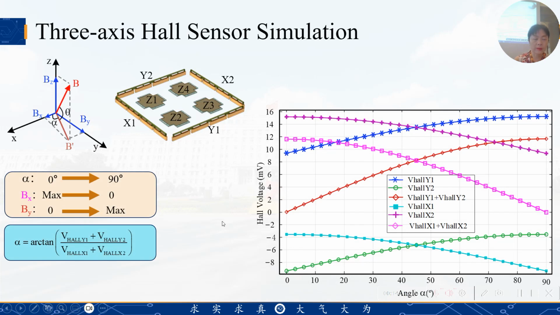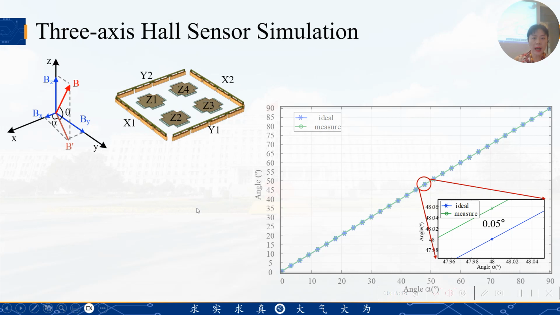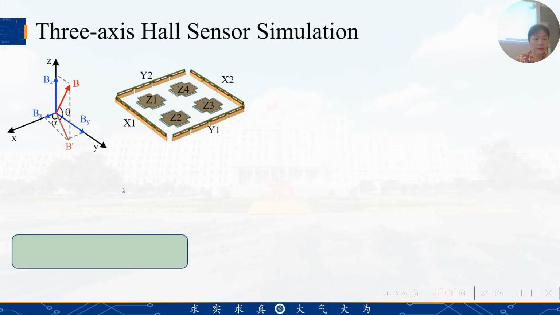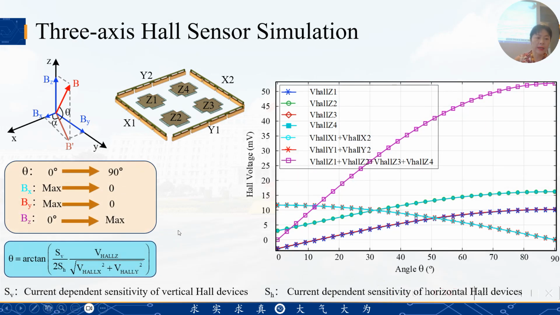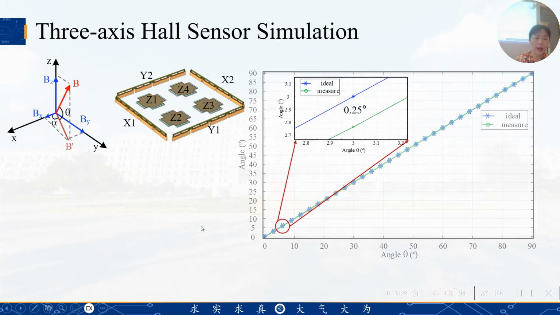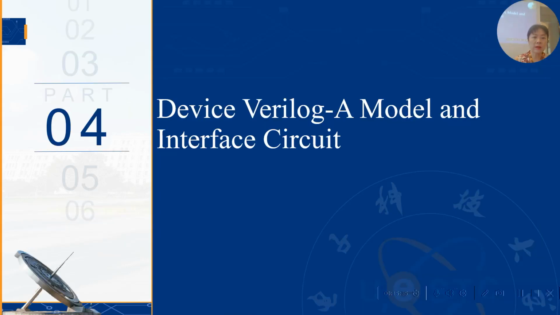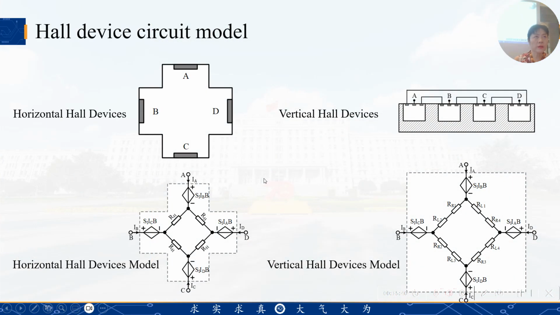This is our simulation of angle, because the main function of the three-axis Hall sensor is angle. So we can do the simulation in the console. We found that the error between the ideal and the measurement is only 0.05. After that, on the next theta, we can also calculate the angle error. It's about 0.25. So the device and the model are finished, and we must do some interface circuit.